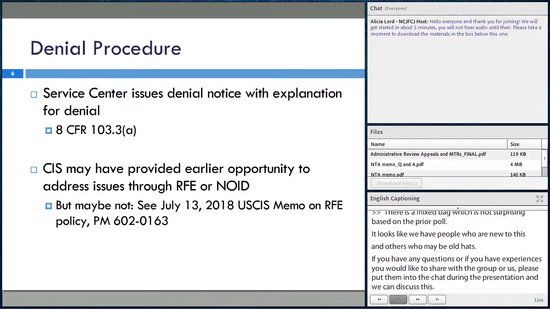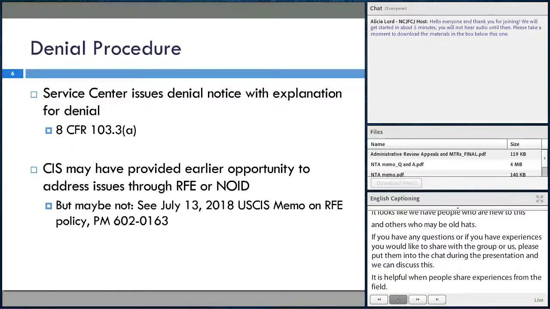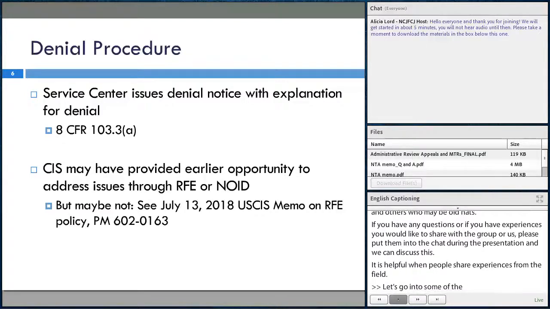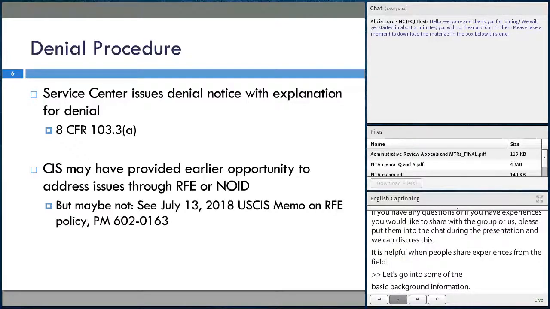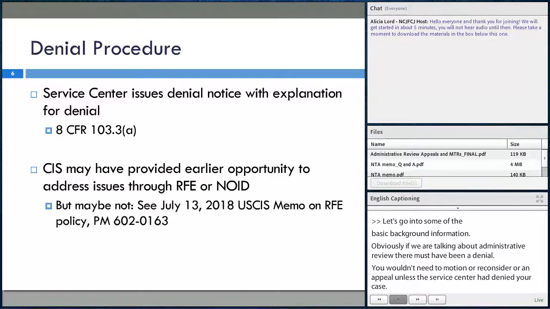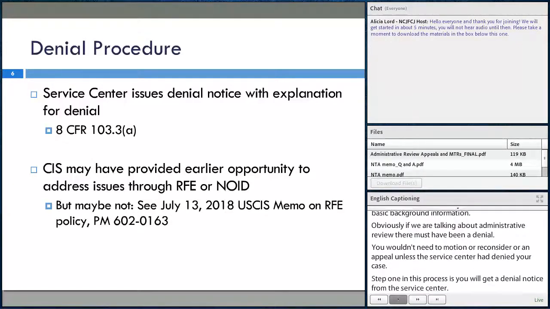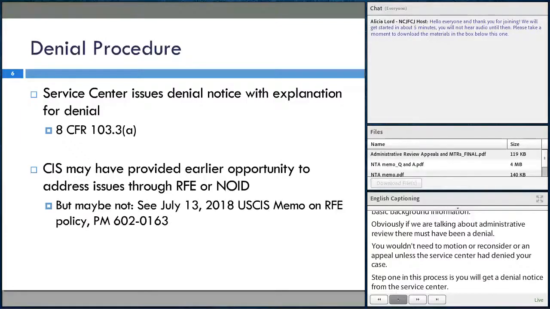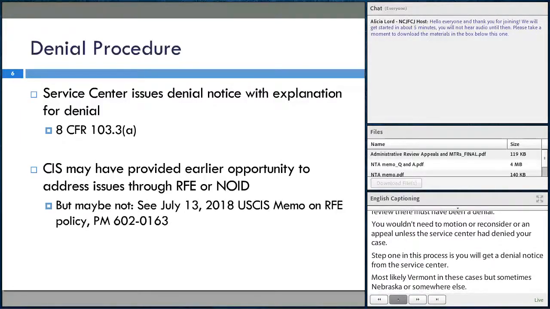All right, so let's go into some of the basic background information. Obviously, if we're talking about administrative review, there must have first been a denial, right? You wouldn't need a motion to reopen or reconsider or an appeal unless the service center had already denied your case. So step one in this process is that you're going to get a denial notice from the service center, most likely Vermont in these cases, but sometimes Nebraska or somewhere else. And in this denial notice, by regulation, they must explain to you the reasons for the denial, right? They're not allowed to just deny it without telling you why that is.